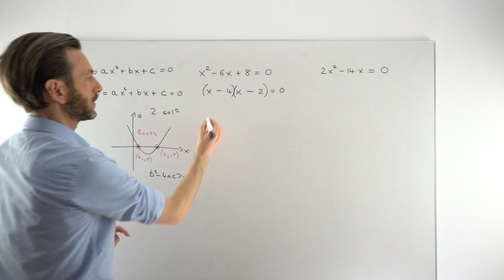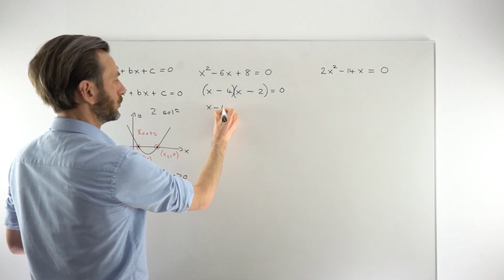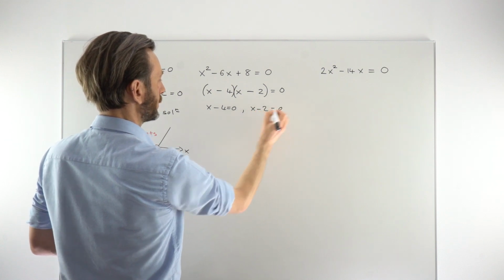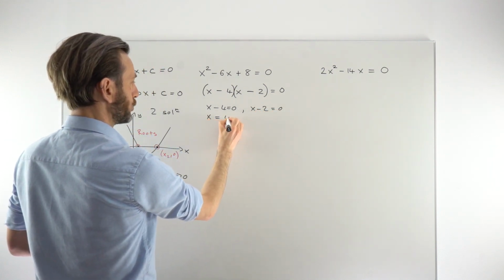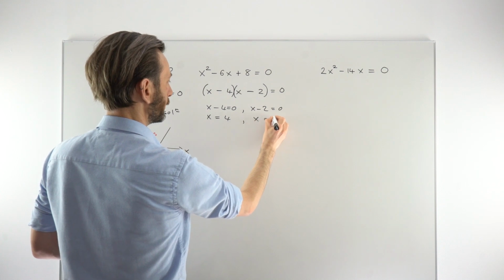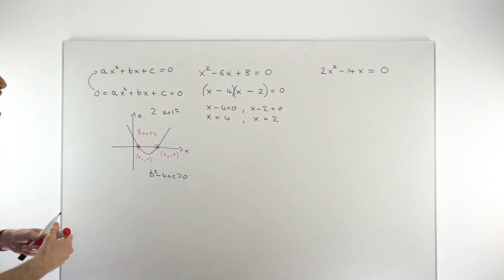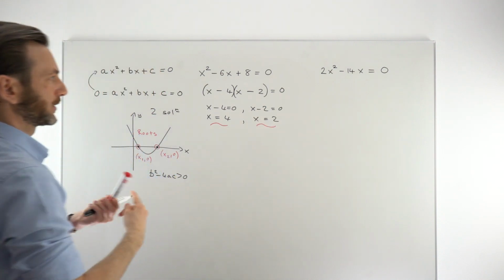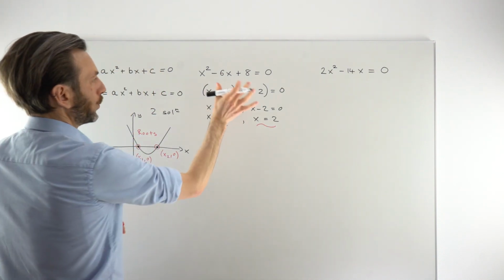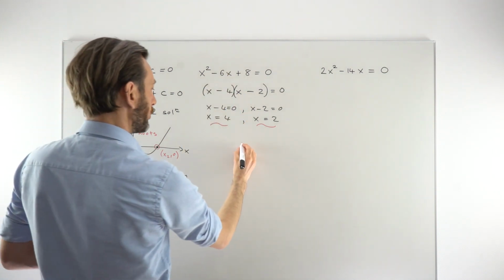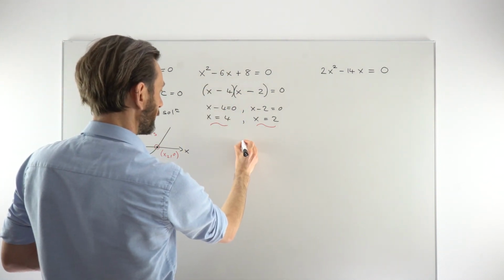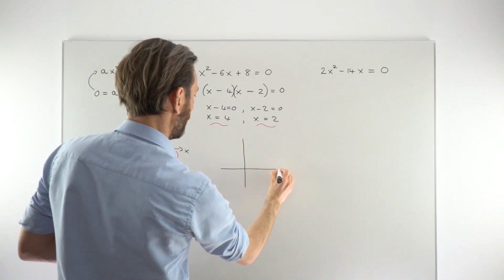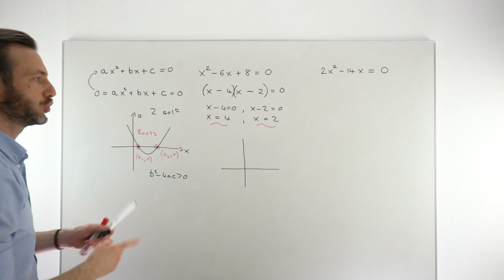So that's it factorized. We're then just going to split this off into two mini equations. x minus 4 equals 0, x minus 2 equals 0. Giving us a solution of x equals 4 and a solution of x equals 2. So these points are the x coordinates of our roots. So what that tells us is that if we were to draw this quadratic graph, so this parabola graph, it's going to cut over the x-axis at 4 and at 2.